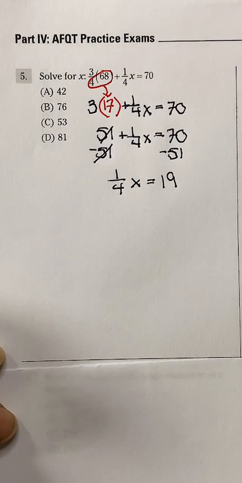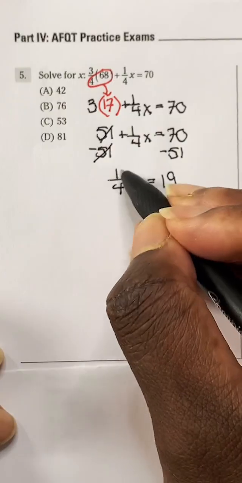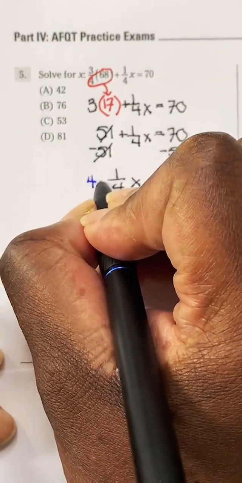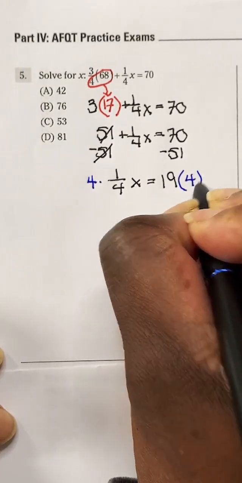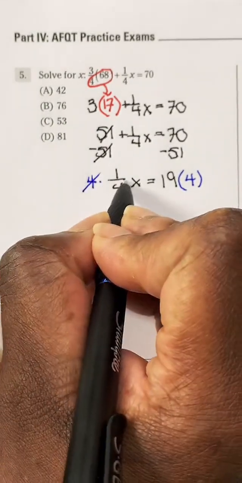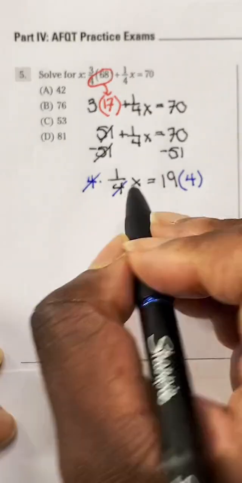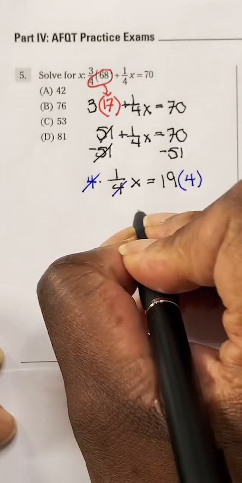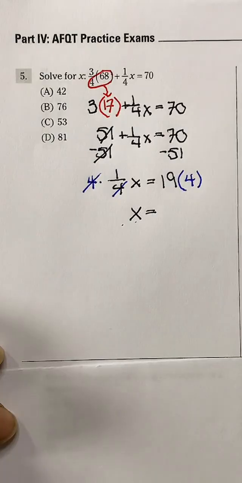So now I want to get rid of this 1/4. 1/4 is basically division. Opposite of division is multiplication. So I want to multiply both sides by whatever my denominator is, so it's going to be the 4s. This 4 and this 4 are going to cancel out because 4 divided by 4 gives me 1. But instead of writing the 1, I can bring down this x. 1x and x mean exactly the same thing.